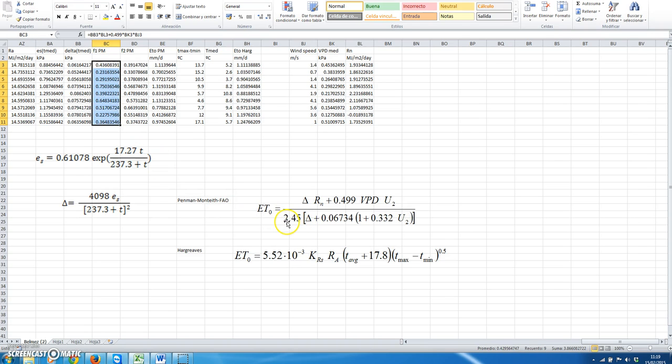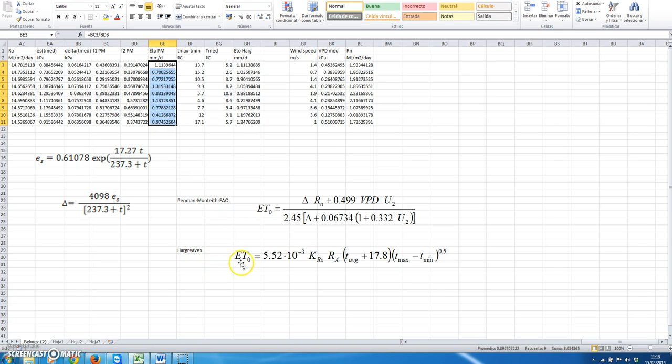Then we calculate the denominator, the function of delta and wind speed. This one. We calculate these values. Then we calculate the ratio of both and get therefore the ETo Penman-Monteith.